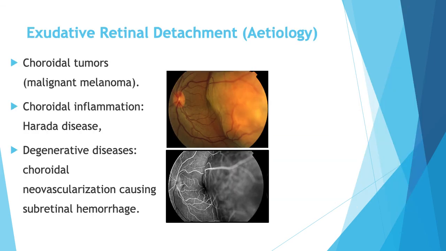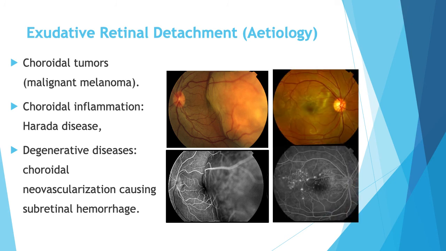How about the secondary retinal detachment? We said we have two types. Exudative retinal detachment is caused by something under the retina, like in the choroid, pushing the retina from below and making fluid accumulate under the retina, like choroidal tumors. Malignant melanoma of the choroid can cause exudative retinal detachment. Choroidal inflammation, like Harada disease, an autoimmune disease with multifocal inflammation in the choroid, pushes the retina like this, and then fluid accumulates in the central area.